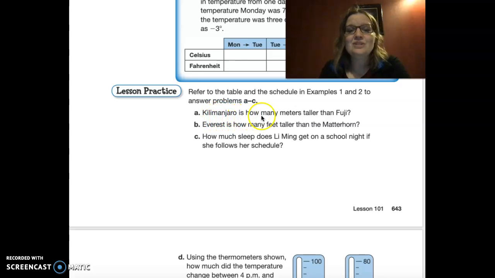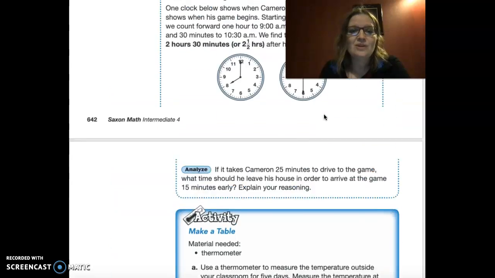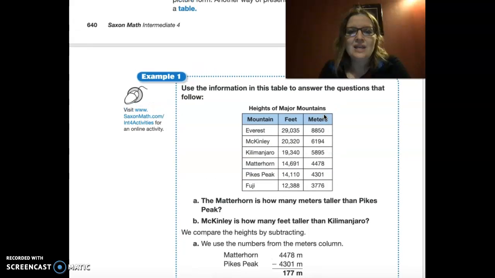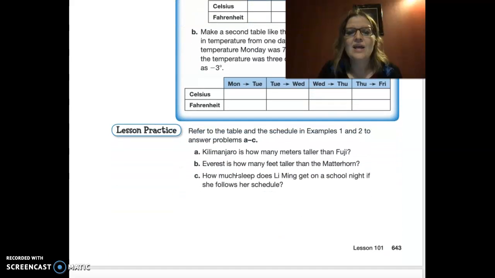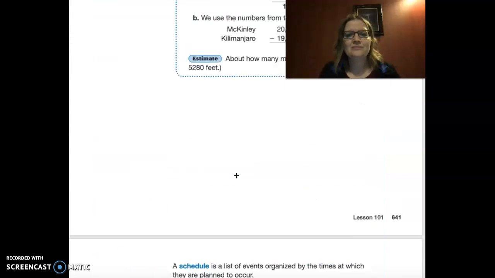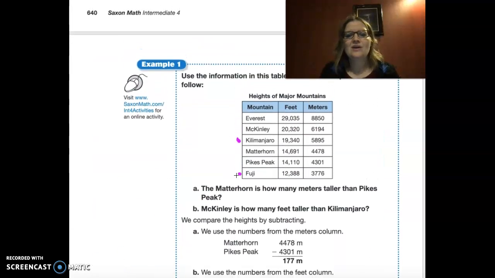So our first one is Kilimanjaro is how many meters taller than Mount Fuji? So I have to go up to my table, and here we have the heights of major mountains, and we're comparing Kilimanjaro, I'm going to just star that right there, and Mount Fuji, which is right here. And so our question is, let's refer to this again, Kilimanjaro is how many meters taller than Mount Fuji? So we will work on this.